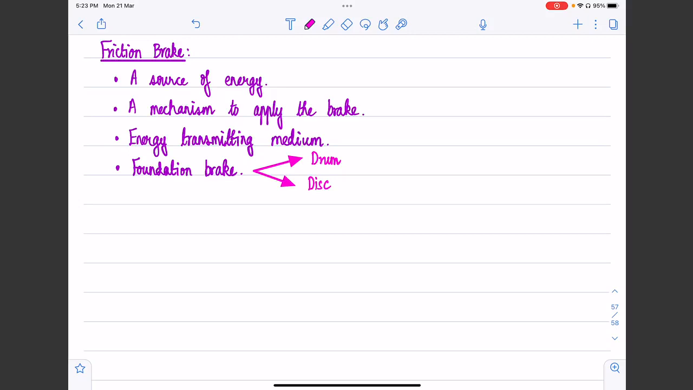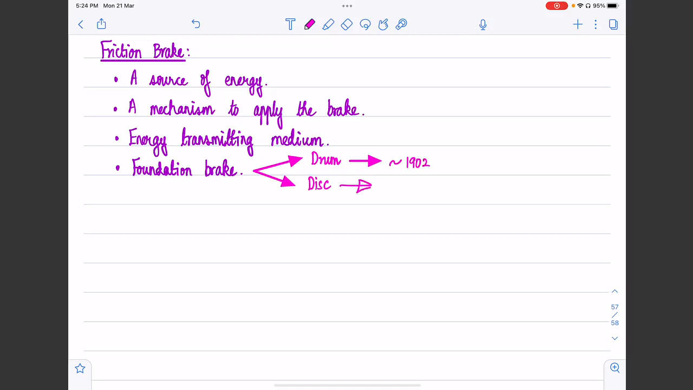Interestingly, disc brakes and drum brakes present an interesting case study in automobile history. In fact, if we look at disc brakes and drum brakes, both were invented at around the same time. Okay, in the year 1942, at the turn of the 20th century, people invented the disc brake and the drum brake.